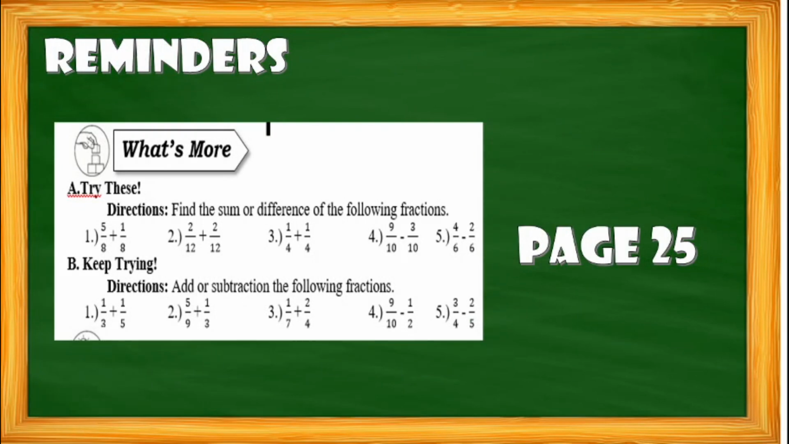Okay, so for your reminder, grade 4 pupils, you're going to answer what's more on page 25 of your self-learning module. You're going to answer Try This 1 to 5, letter A, and Keep Trying letter B, 1 to 5. Letter A is similar fractions and letter B is dissimilar fractions. So I hope you already know how to add or subtract similar and dissimilar fractions.